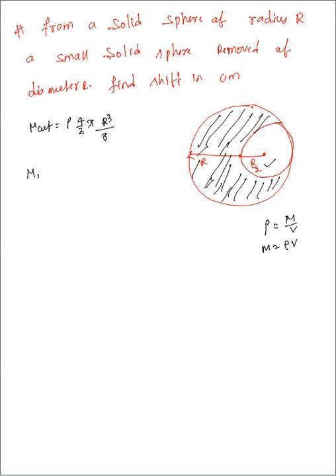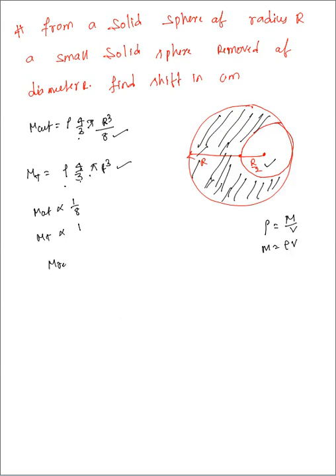Next we have m total. M total, if you want to calculate, we get rho into 4 by 3 pi R cube. So m cut is rho into 4 by 3 pi R cube by 8, and m total is rho into 4 by 3 pi R cube. What are the common things? We keep them common. M cut is directly proportional to 1 by 8, and m total is directly proportional to 1. So m remaining we need to calculate.